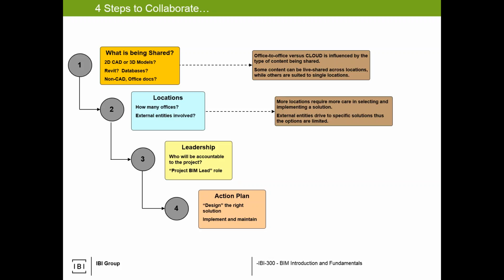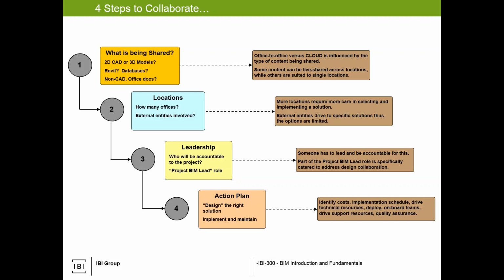The more locations require more care. So if you have every single IBI office working on a project, we better design this collaboration solution very well so that we're all collaborating and empowered and working. Once you do that, somebody's got to lead this thing. Somebody's got to make sure it's happening. Somebody's got to help to get technical support. We have to know if there's any costs, schedule implication, any technical resources required, how to onboard our teams, workshops, all of that good stuff, and then ensure quality.